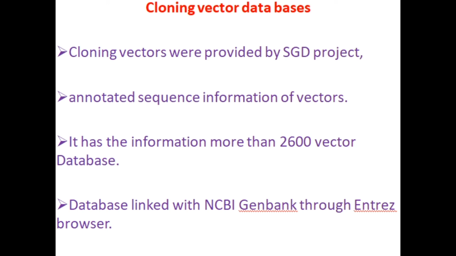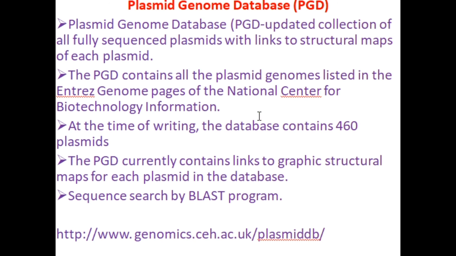Next, the major cloning databanks: Plasmid Genome Database (PGD) and UniVec. It was originally called the Univector database, but it was renamed the UniVec database.